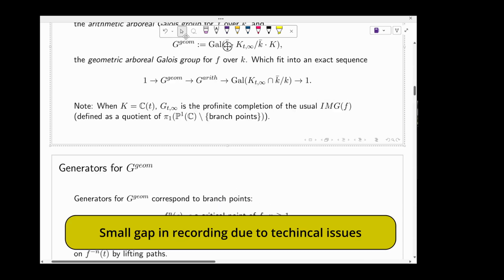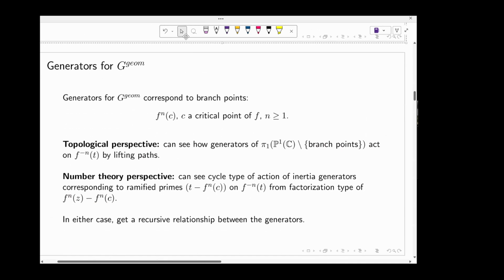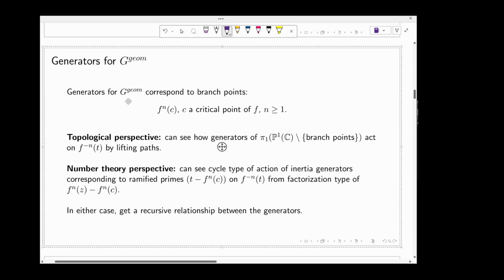Okay, so what's the benefit of this? Well, my G geom is much easier to study generally than the G arith. In fact, the generators for G geom correspond just to the branch points of the map, which is also the case for the iterated monodromy group. So the branch points are going to be the points f to the n of c, where c is any critical point of f. In our case, we have a quadratic, so we're just going to think about the finite critical point. And we take this for every iterate n at least one.